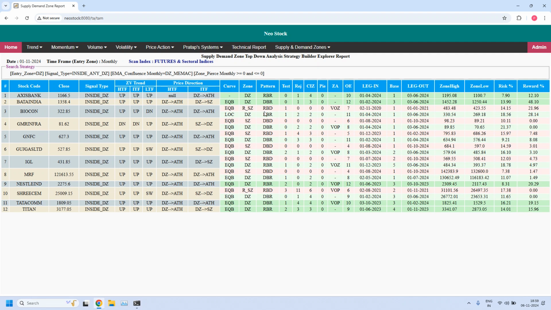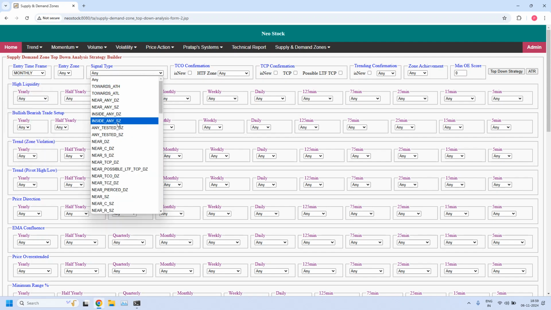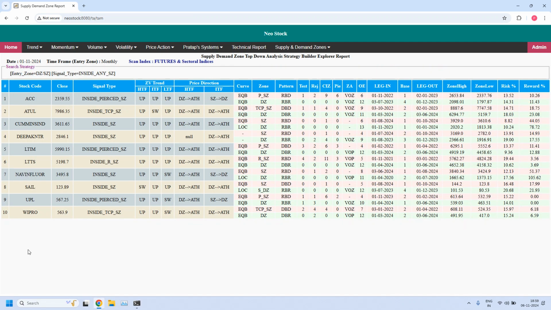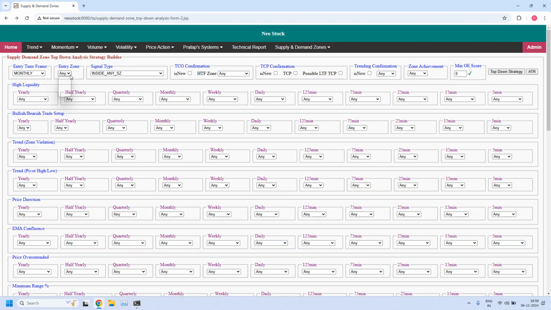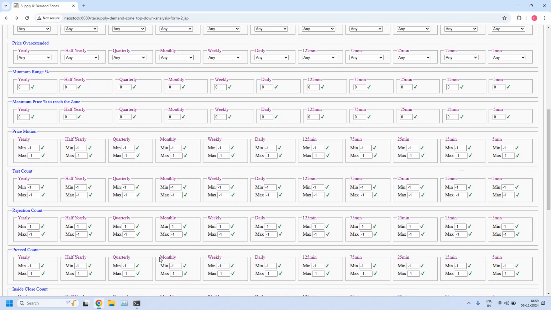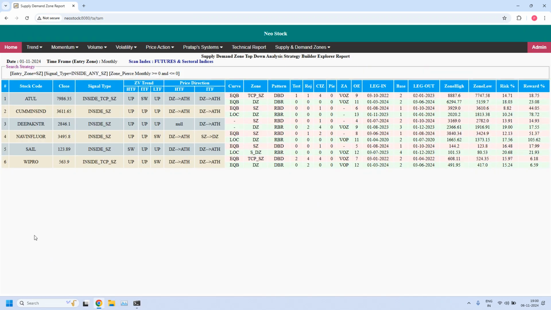Okay, next time frame is weekly. Monthly only. For monthly time frame, let's find the stocks where price closed inside monthly supply zone. 10 stocks are filtered. Some of these stocks might be pierced, so for monthly supply zone, we have to apply the pierced count and it should be 0. Minimum value 0, maximum value 0. We got 6 stocks.